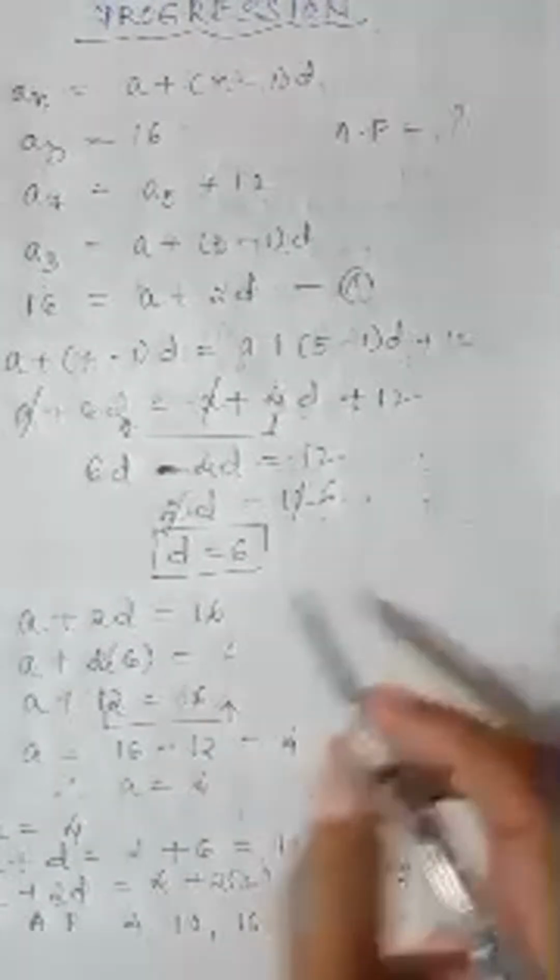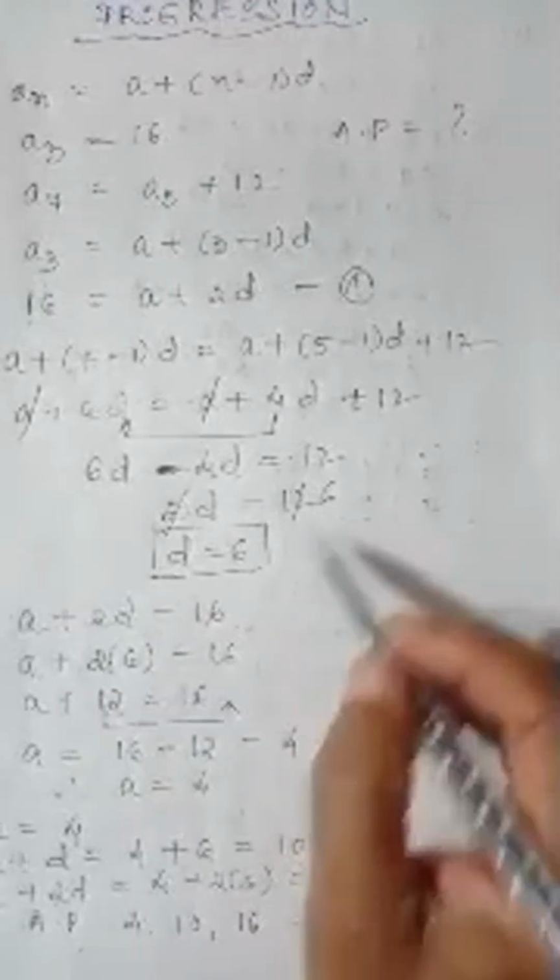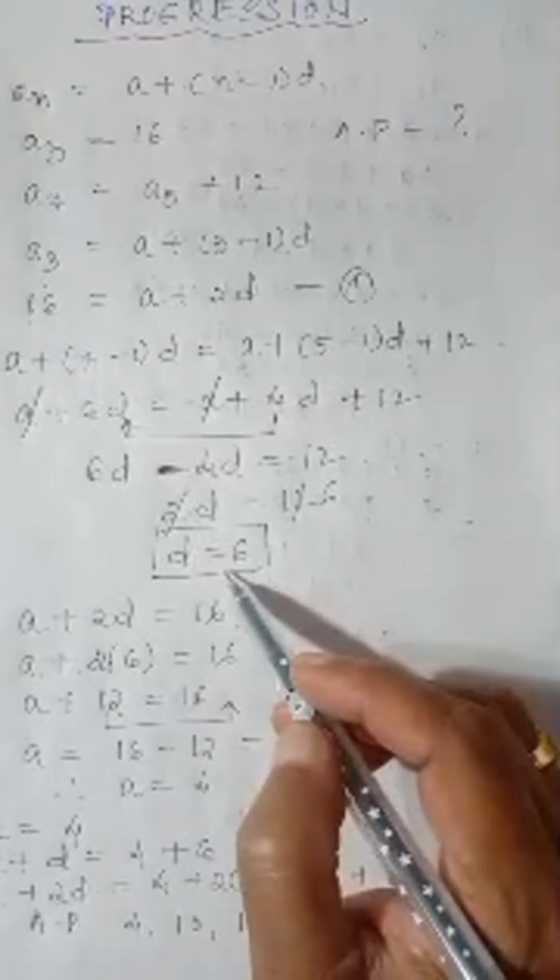So here 2d is equal to what? 12. You are getting 2 ones are 2, 2 sixes are 12. Therefore d is equal to what? 6. Using this value of d in equation 1, then what are we getting?